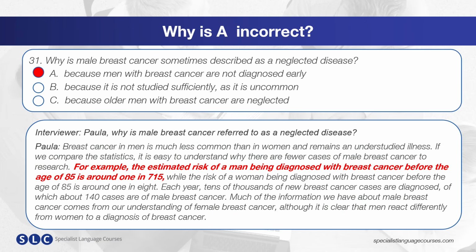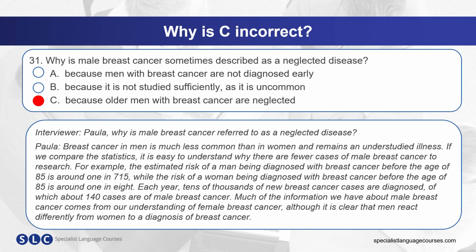Option A is incorrect because we see that the audio talks about the estimated risk of a man being diagnosed with breast cancer before the age of 85, but it does not mention in the audio at what stage of the disease they are diagnosed. And C is incorrect as it is not mentioned in the audio. The audio does not talk about older men with breast cancer being neglected.